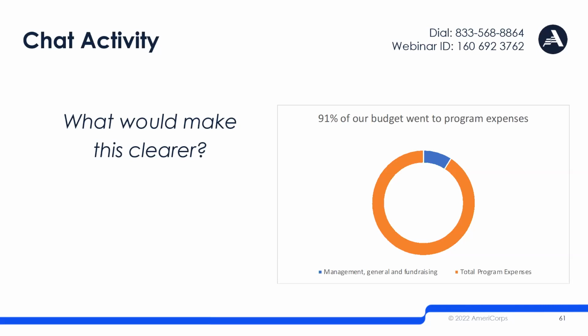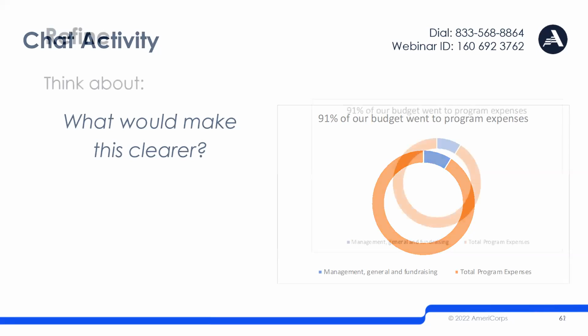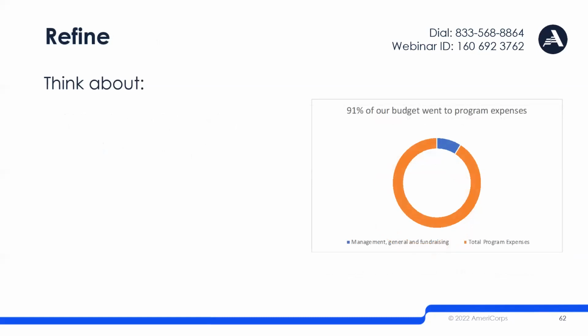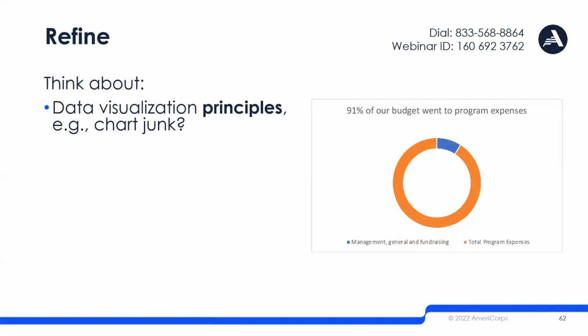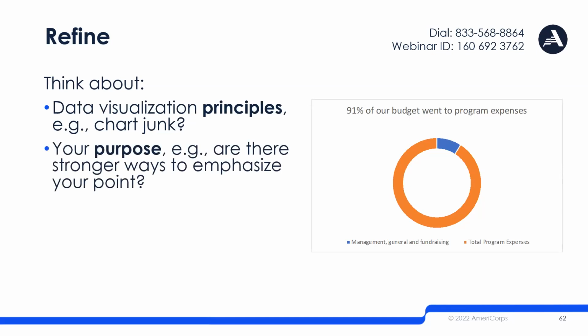So when refining, you think about data visualization principles. Is there chart junk here? There's not much, but we have a legend, when it would probably be easier to have a direct label. Your purpose: are there stronger ways to emphasize your point? One thing that strikes me is that the little blue piece on top kind of sticks out and draws your attention, which is kind of the opposite of what you want. How can we change this so the overall message that most funds are going to programs is what stands out?